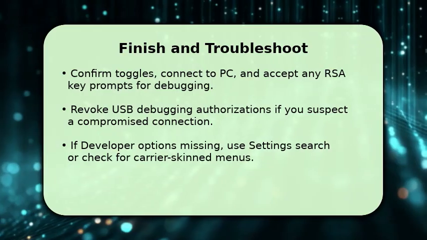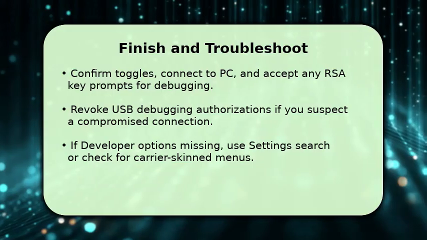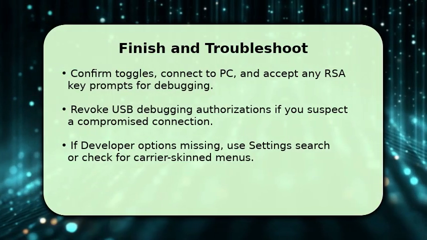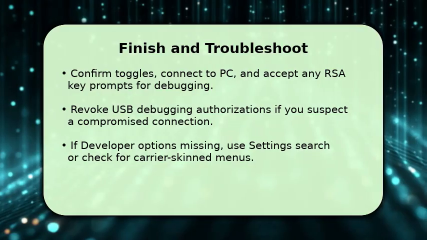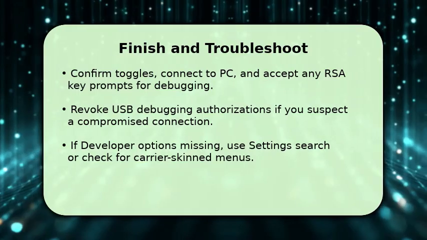If developer options don't appear, search settings for build number or developer, or check system about on carrier-skinned phones. Some vendors move menus. Troubleshooting tip: reboot, re-enter about, and repeat the 7 taps if you don't see the toast.